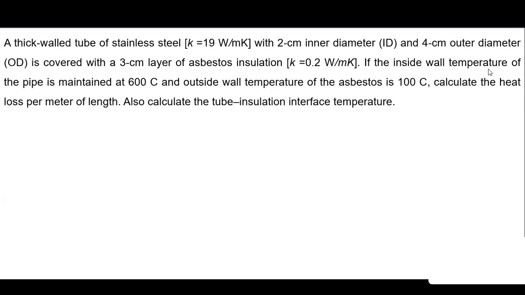If the inside wall temperature, now just pay attention, this data is very important. The inside wall temperature of the pipe is 600 degrees Celsius. Inside wall means at diameter 2 centimeter, or radius 1 centimeter. What is the temperature? It is 600. And the outside wall temperature is 100 degrees Celsius. Outside wall temperature of asbestos means the outer layer. So the asbestos insulation has a thickness of 3 centimeter on this 4 centimeter outer diameter, and the temperature of that layer is 100 degrees Celsius.